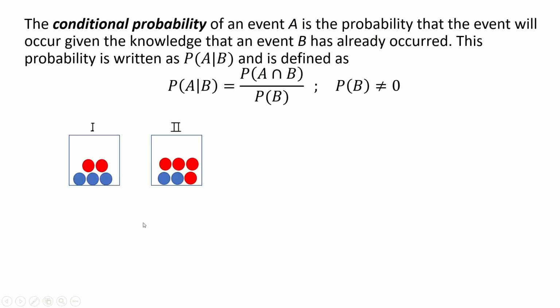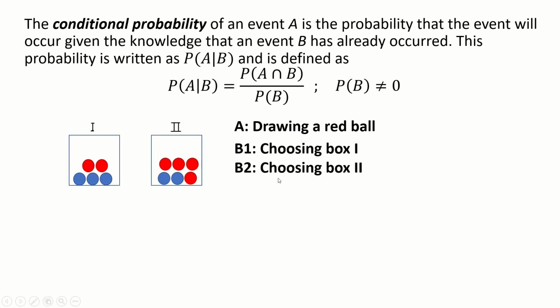Now let us see the example. Here two boxes are given. Box 1 contains 3 blue and 2 red balls. Box 2 contains 2 blue and 4 red balls. Now let us define an event A, drawing a red ball. B1 is the event of choosing box 1 and B2 is the event of choosing box 2.